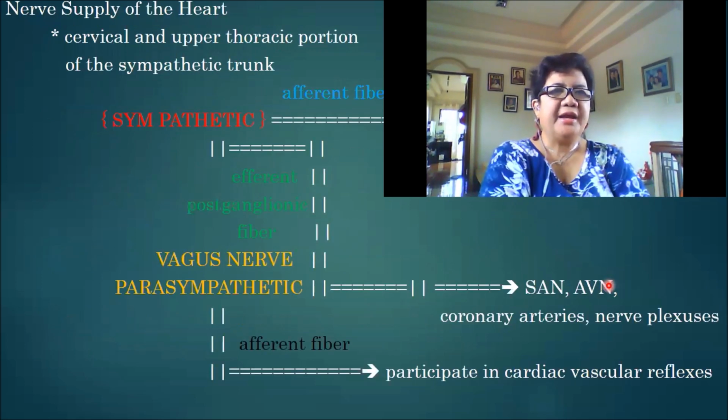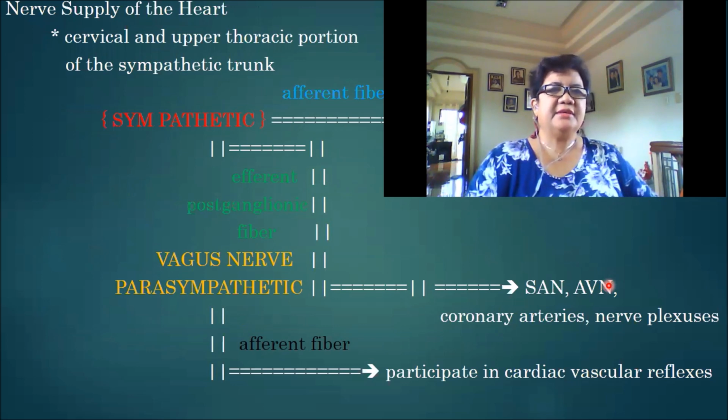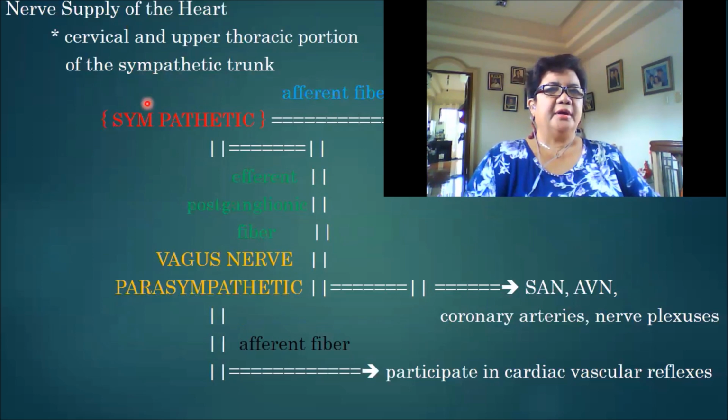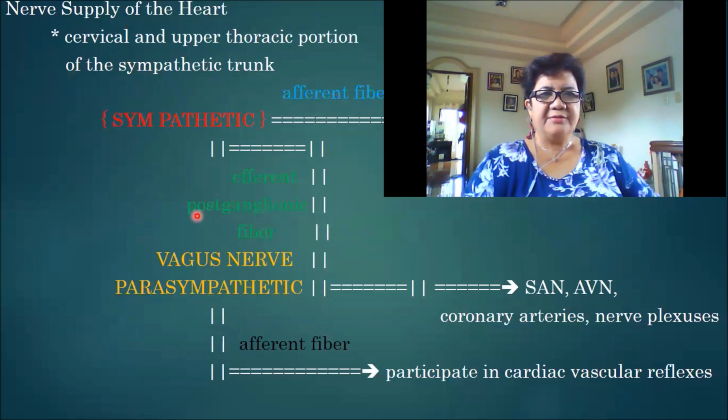So the nerve supply of the heart, this is interesting because it comes from the autonomic nervous system. It has both sympathetic and parasympathetic innervation. The sympathetic innervation of the heart comes from the cervical and upper thoracic portion of the sympathetic trunk. It has different afferent fibers, but it shares the same efferent postganglionic fiber.